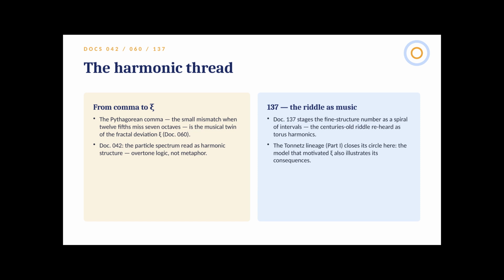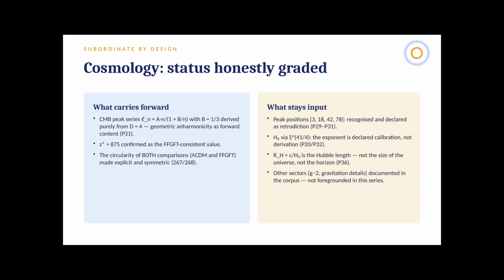The tone net lineage we opened with in part 1 closes its loop right here. The same music that motivated Greek ξ also illustrates its consequences. Slide 60. Cosmology is kept deliberately subordinate and graded honestly. What carries forward: the series of acoustic peaks in the cosmic microwave background follows ℓn = A·n/(1 + b/n), where b = 1/3 comes purely from there being 4 dimensions. That's genuine forward content.